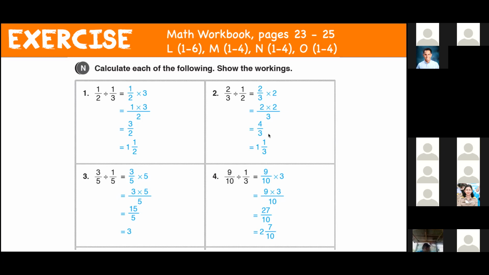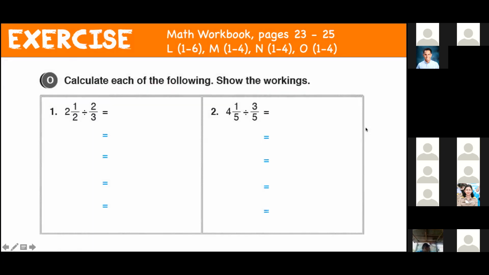Okay, that's it. Now let's go to the last letter, letter O, 1 to 4 also. Look at number 1. I will show number 1 again, and you will answer 2, 3, and 4. 2 and 1/2 divided by 2/3. 2 and 1/2 change first to 2 times 2 plus 1, 5, over 2. So 5/2 divided by 2/3 is 5/2 times 3/2.